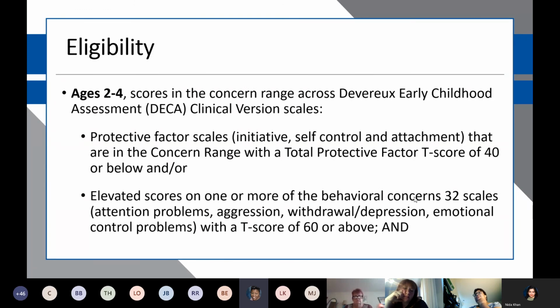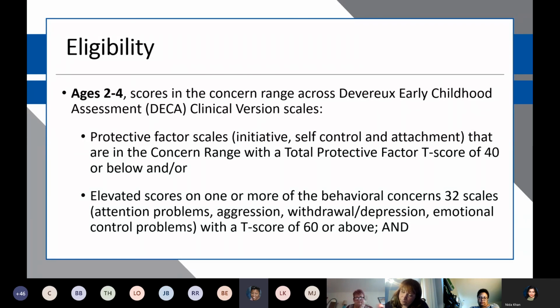So 2-year-olds are the only age where we currently look at the DECA assessment. And we look at the protective factor scales, which identify the child's abilities and initiative, self-control, and attachment. And we're looking at a T-score of 40 or below on the DECA, as well as whether the child may have elevated scores on a minimum of one. It only has to be one, though.